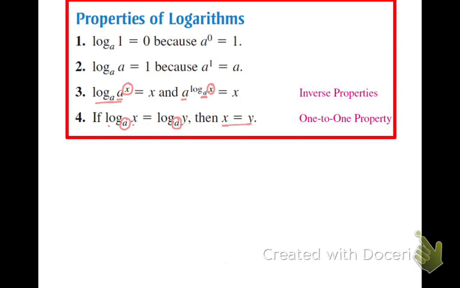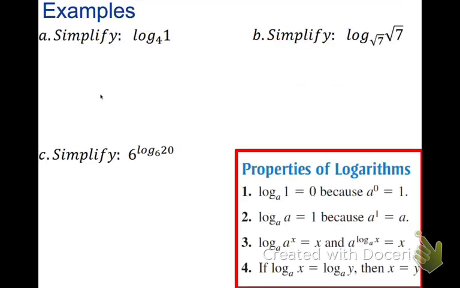These are the 4 properties of logarithms that will help you solve problems to evaluate them. Good? Okay, so simplify log base 4 of 1. The answer is 0. By what property?